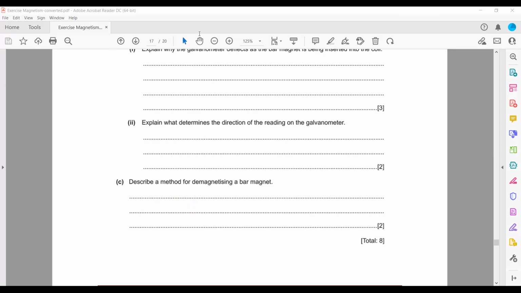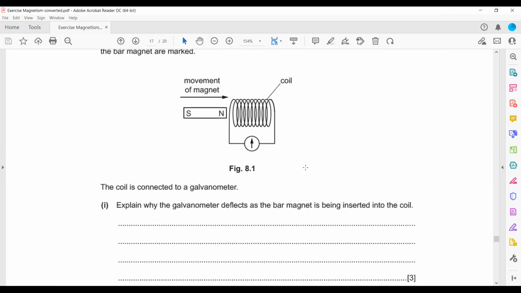So here the direction of the induced current depends on what pole we are moving. Like if I'm moving the north pole, the induced current will be different. If I'm bringing a south pole, the induced current direction will be different. As well as it also depends on the direction of the movement of the magnet, either away or towards. So these are some questions related to electromagnetic induction.